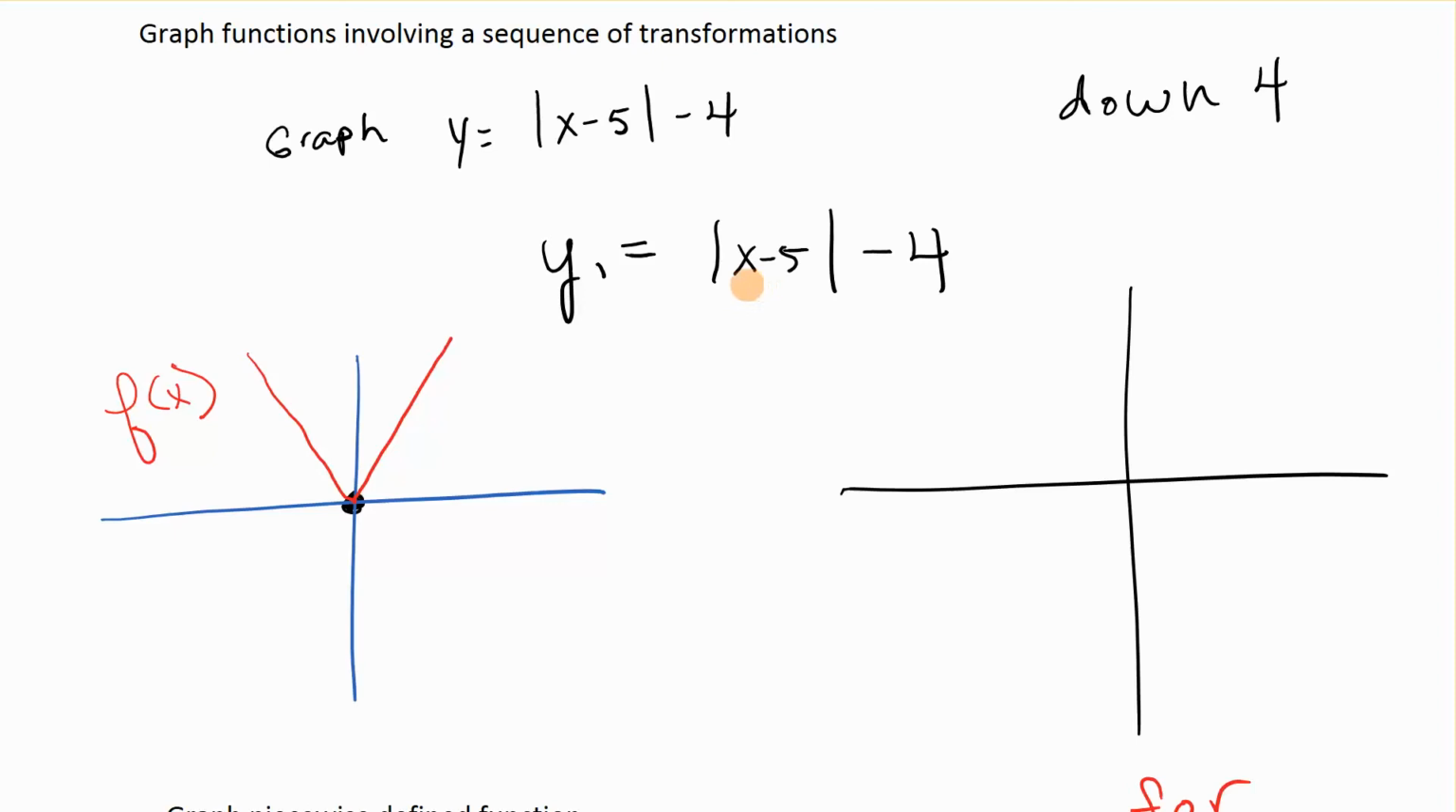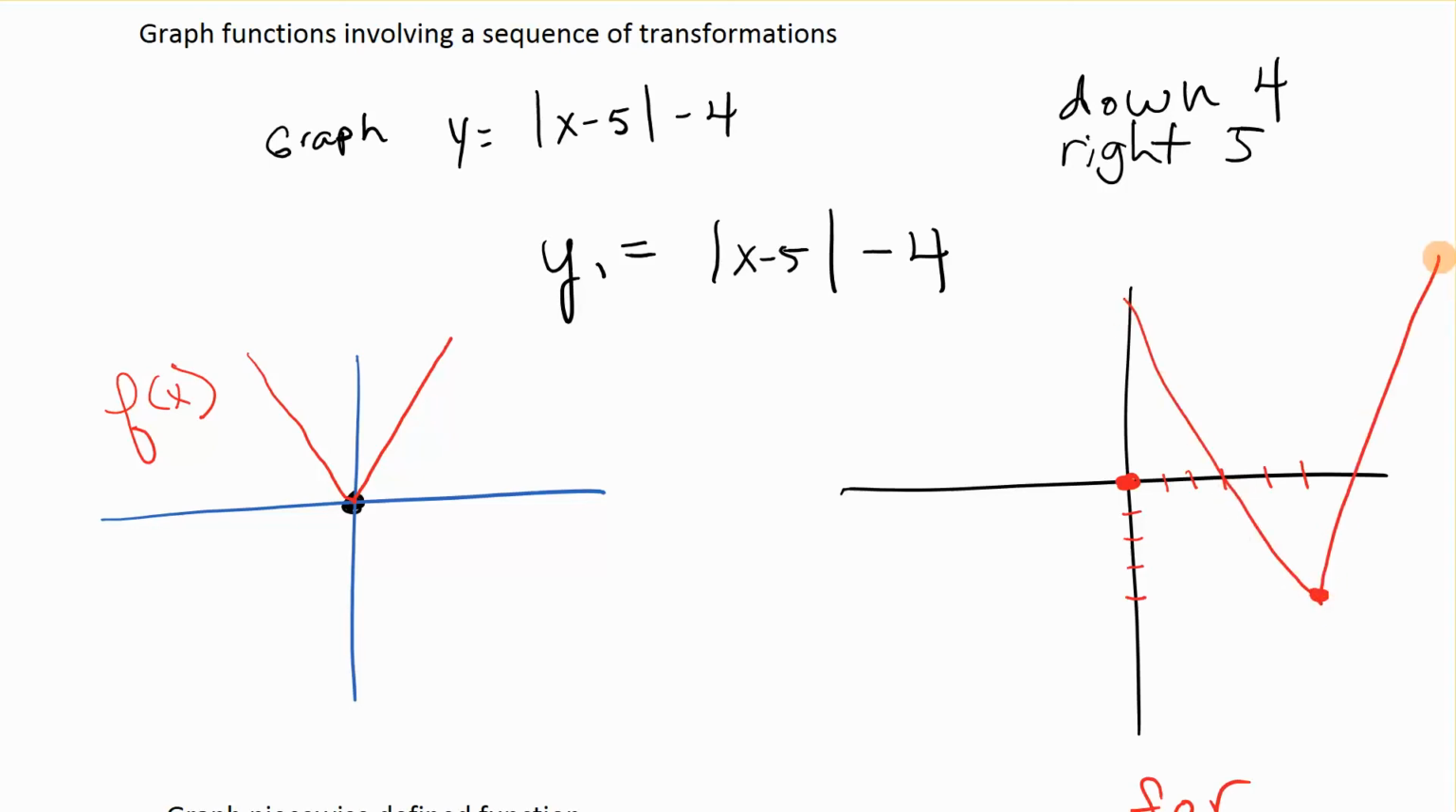In other words, with -5, I used to tend to think, oh, that'd be going left. But inside, it does the opposite. So this is going to go right 5. So if we took that vertex that is right here and we moved it down 4 and right 5, we know our V is going to look something like that.